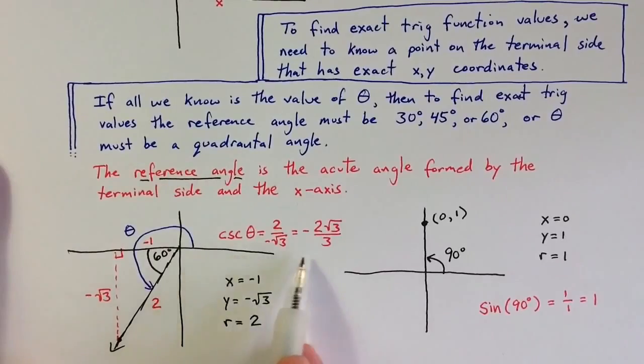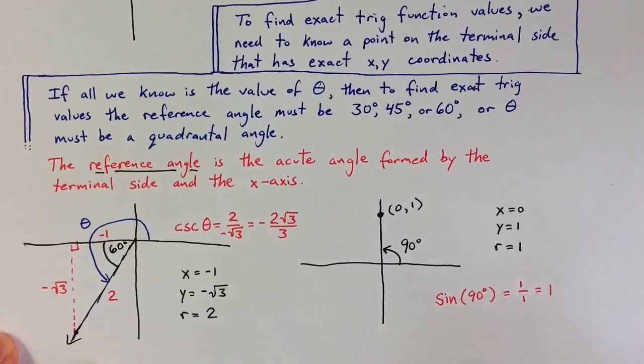And so we could define any trigonometric function. In particular, we could define the cosecant function to be r over y, 2 divided by negative square root of 3, and if we rationalize the denominator, we get -2 square roots of 3 over 3.